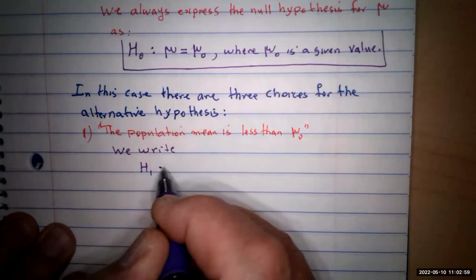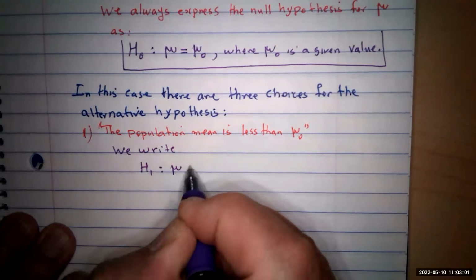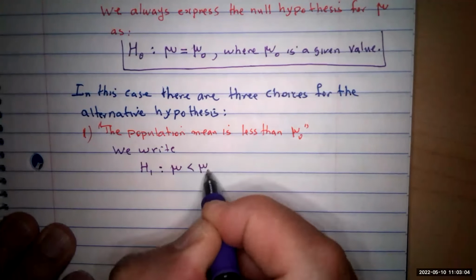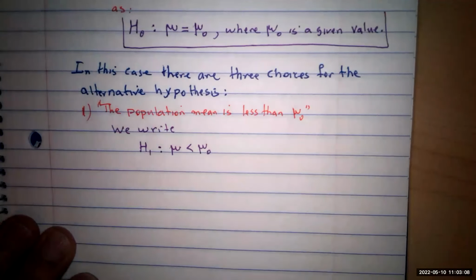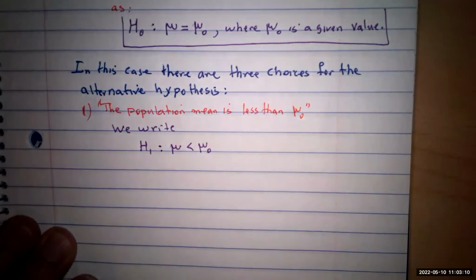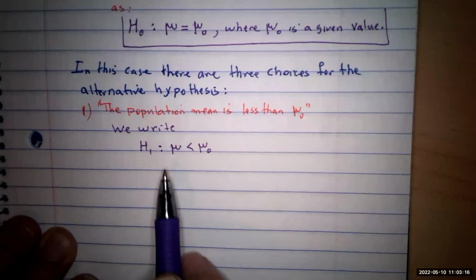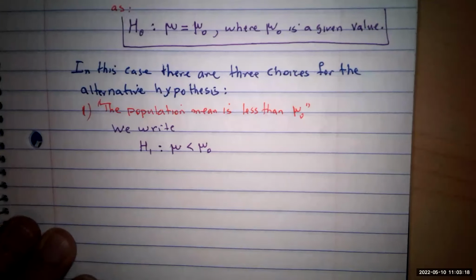H1 is the fact that mu is less than mu0. You see, this is how you set up your problem. H1 is the fact that mu is less than mu0. But as we did for the confidence interval, we relate this to the probability. Then we check to see where the probability of mu is going to be less than mu0. And then again, we did the other one.